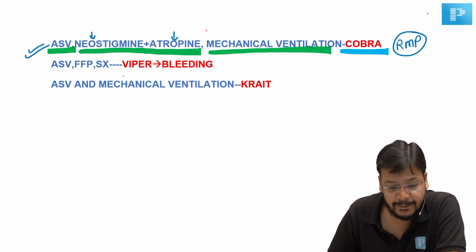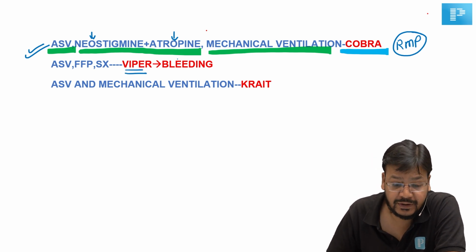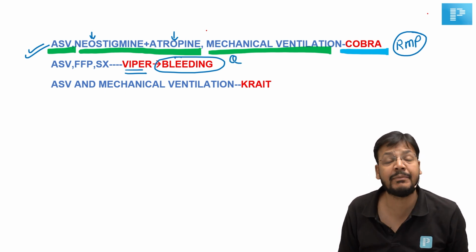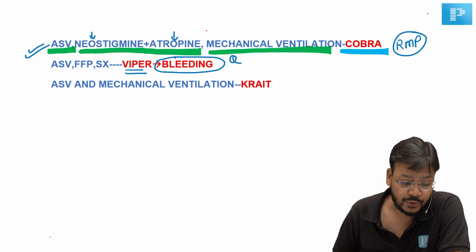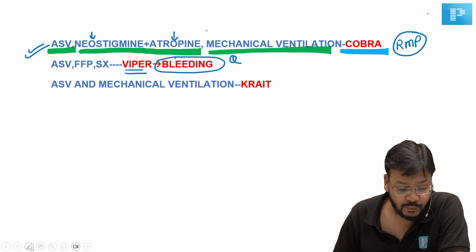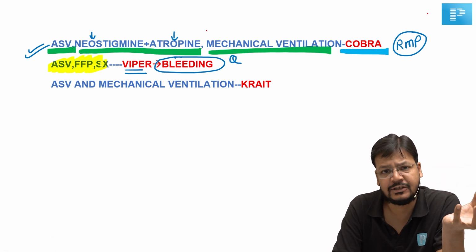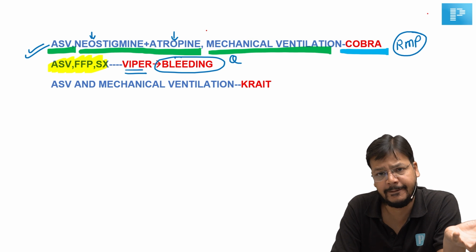But sir, viper, V for viper, V for vasculotoxic, here bleeding is seen. The maximum local symptoms and bleeding are seen in viper. So in viper bite, we give anti-snake venom, fresh frozen plasma, and surgical debridement is done.